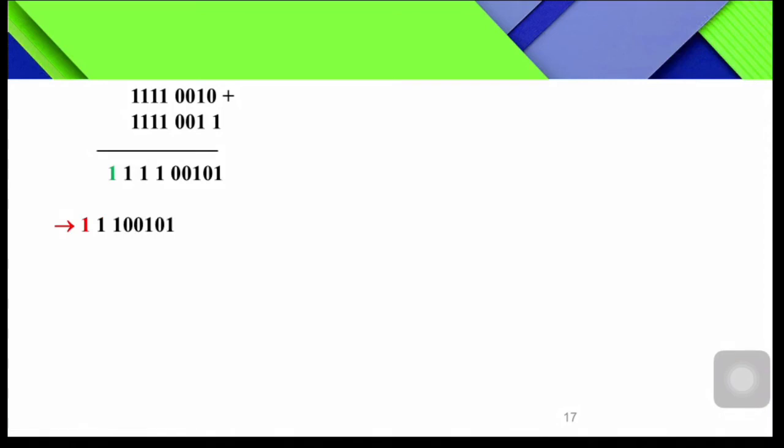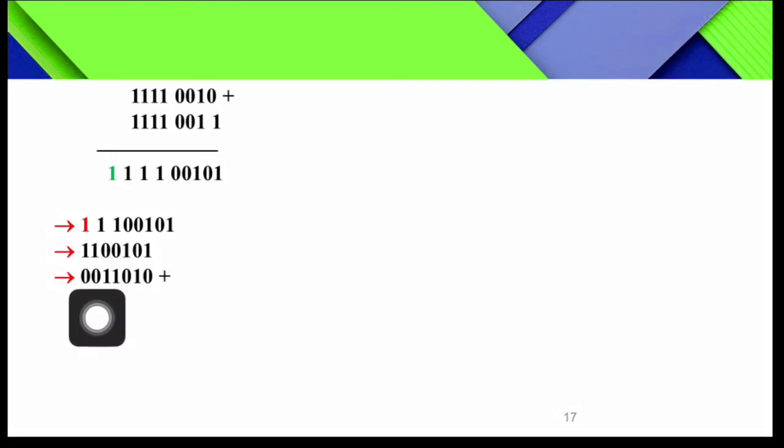Correspondingly, our result becomes 11100101. In fact, this is 2's complement representation of sum. So we have to find out decimal equivalent of this number. That's what we are going to do next. Since the MSB is 1, it is a negative number and remaining 7 bits are 2's complement of binary representation of that number. So we separated these 7 bits here.